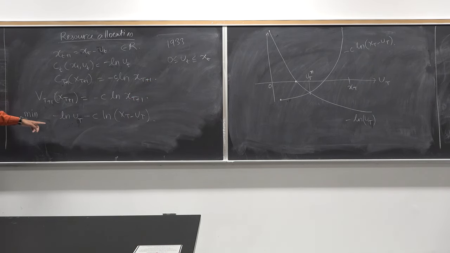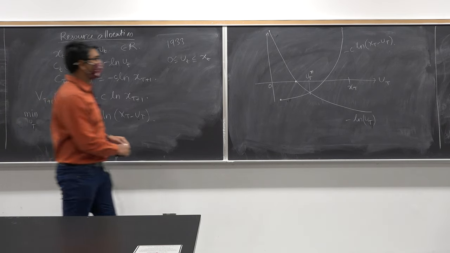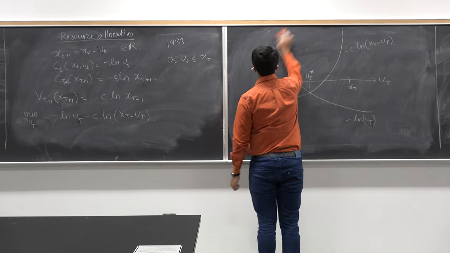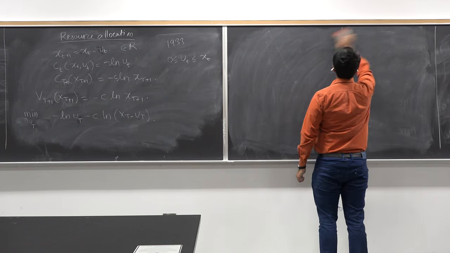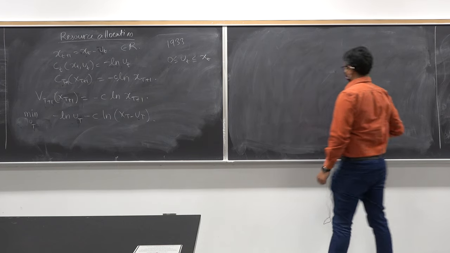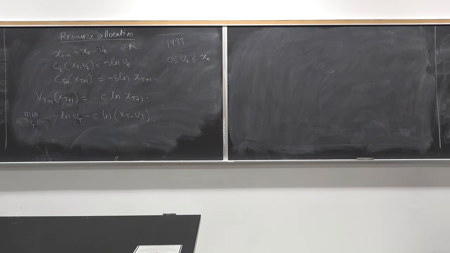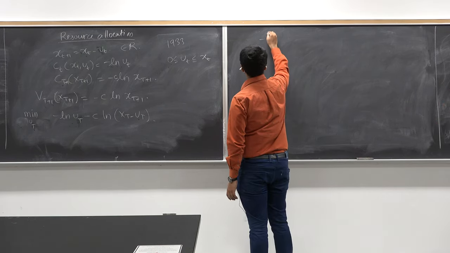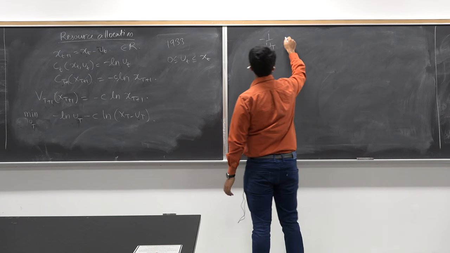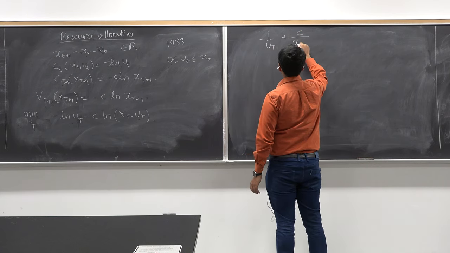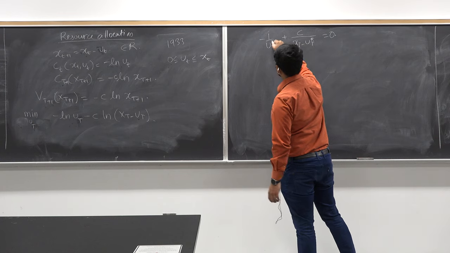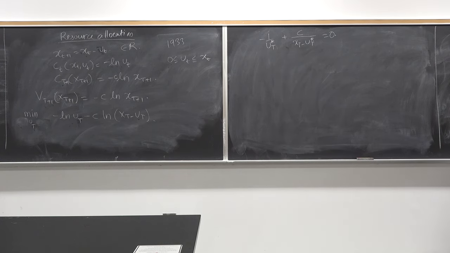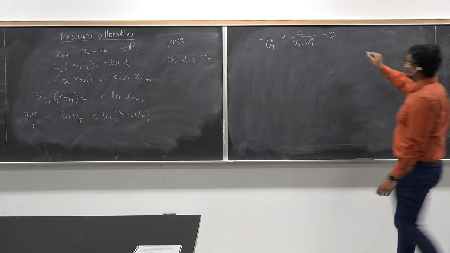So let's take the first derivative and try to solve for the optimal solution here. I'm going to erase this side. What's the first derivative? Minus 1 over UT plus C over XT minus UT at the optimal point is equal to 0. What is the value of UT star?